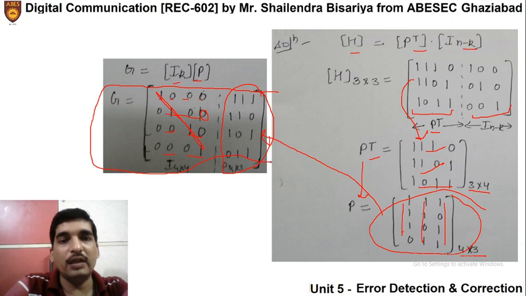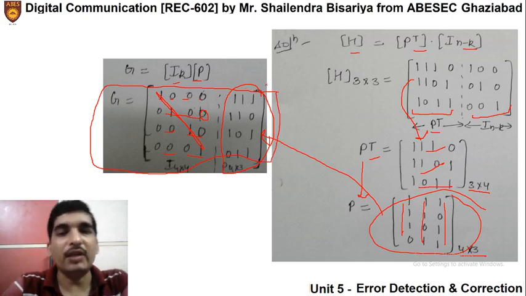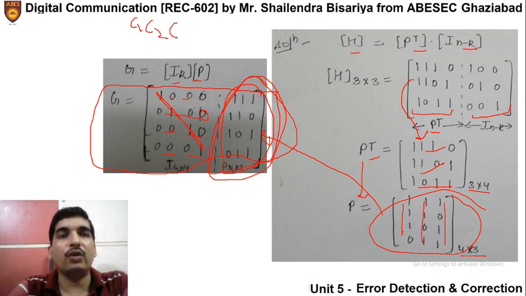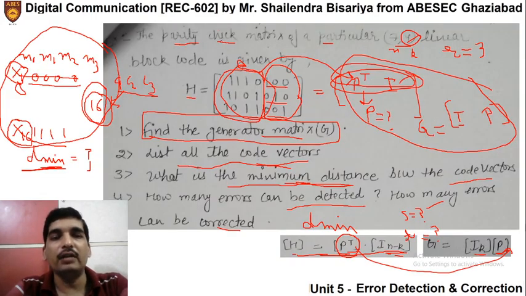Now from this generator matrix we will find all the code vectors. By multiplying message bits with these parity bits we will find the values of C0, C1 and C2 for all the 16 cases of message bits having values from 0000 to 1111. So now let us proceed with the second point, that means list all the code vectors.